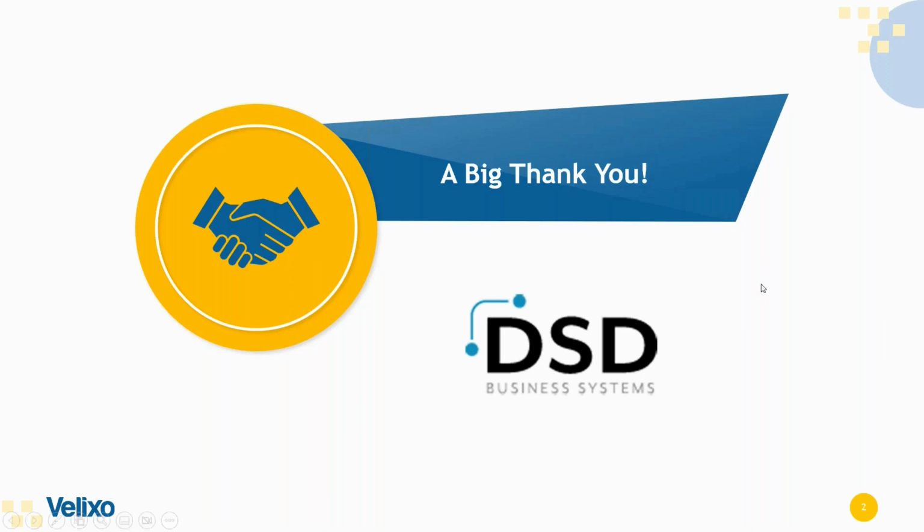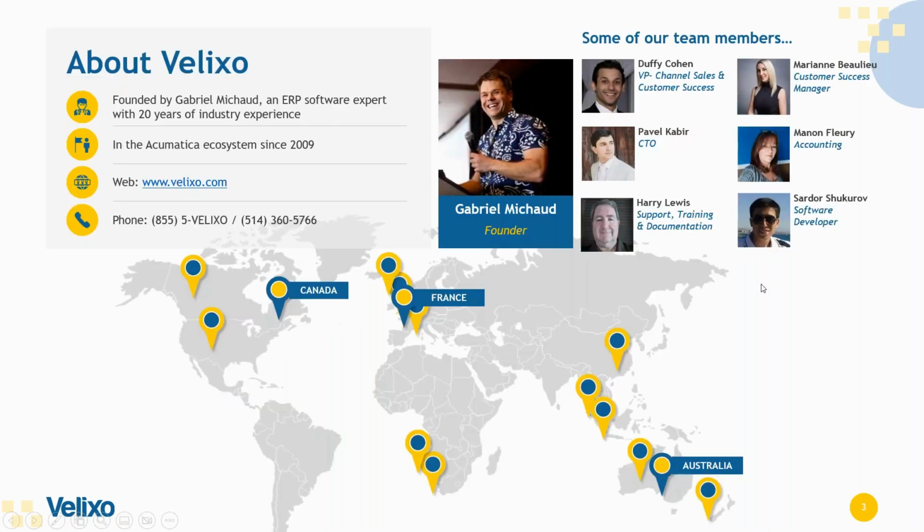So just to get started, my name is Duffy Cohen, and I am the VP of Channel Sales and Customer Success here at Velixo. Our founder, Gabriel Michaud, has actually been in the ERP space for over 25 years. He's a serial entrepreneur, has run multiple companies before actually working for Acumatica for several years. He spent about 4 years there before creating Velixo. Our CTO as well, Pavel Kabir, has had some experience working for Acumatica as well. Thus, we feel that we are an Acumatica first product.